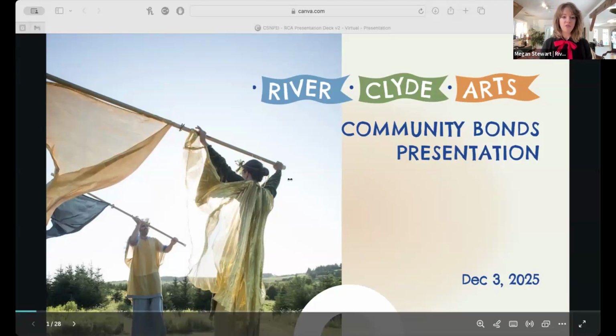So, River Clyde Arts has been working on a land acquisition project since early 2022. And on that journey, we've been learning a ton about social enterprise and then more recently about community bonds. So, a little bit of context: on that land acquisition project, we've been trying to purchase property in New Glasgow, PEI, which is where we work, to be able to establish a permanent home for the organization, which would be a rural cultural hub where we can offer year-round programming.